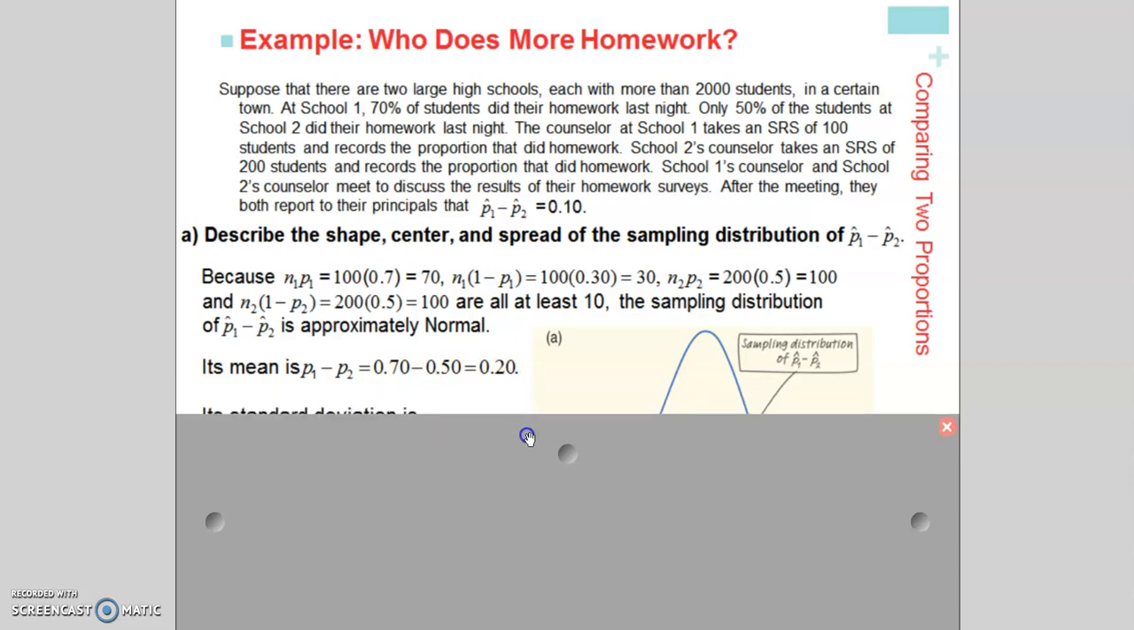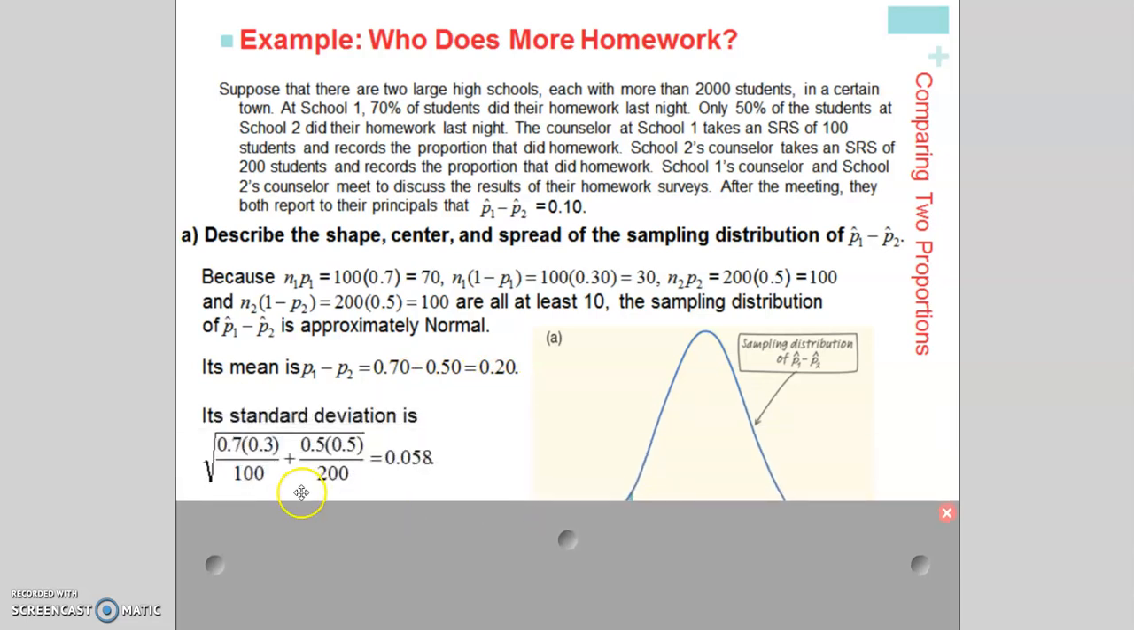And the spread, well, we're going to use that formula. We plug those numbers in. It's the square root of P1 times 1 minus P1 over N1 plus P2 times 1 minus P2 over N2. Do the standard deviation of that, you get 0.058.